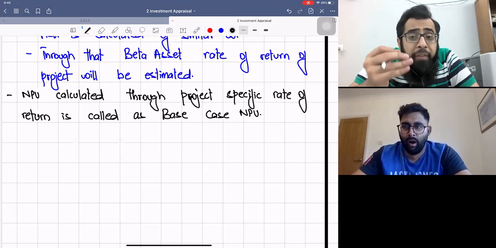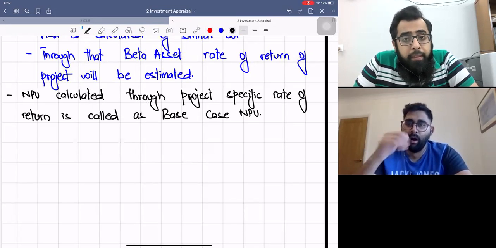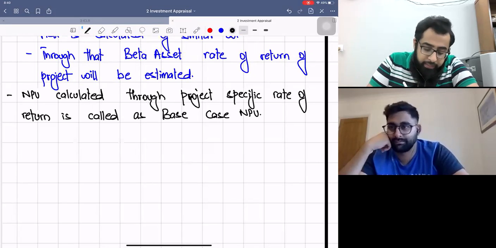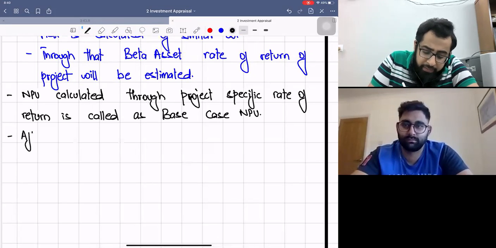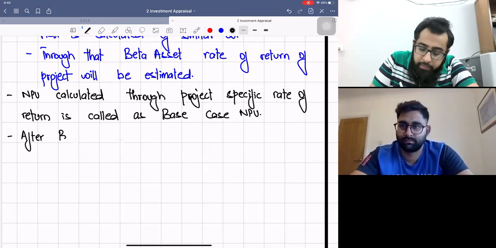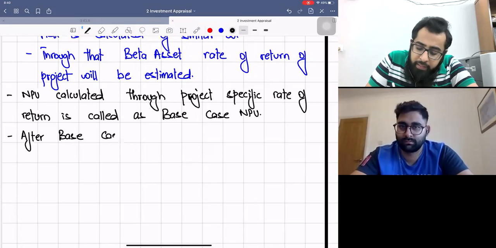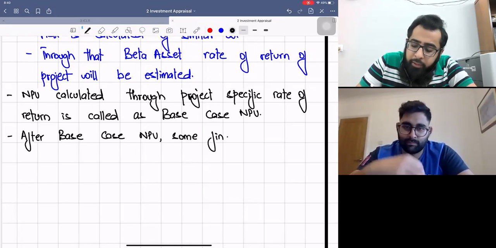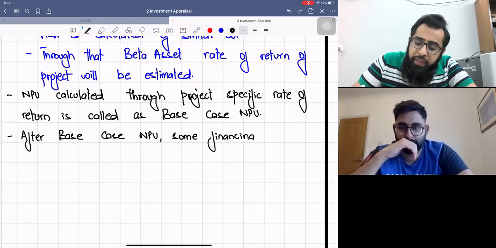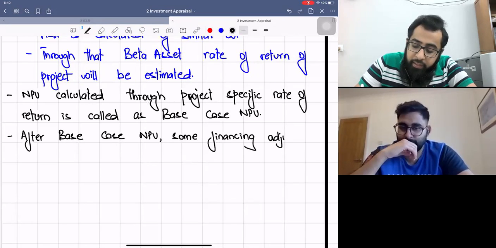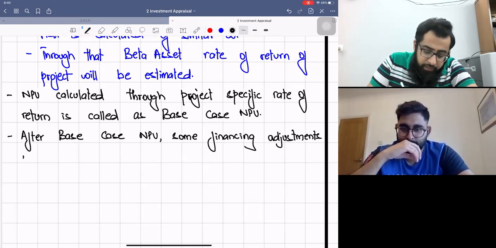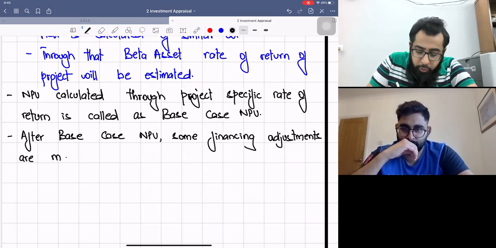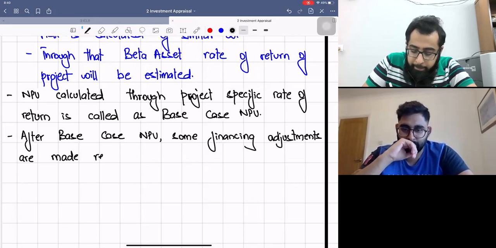Now some financing adjustments are made. What are those financing adjustments? After the base case NPV, some financing adjustments are made relating to the project. Listen very carefully.